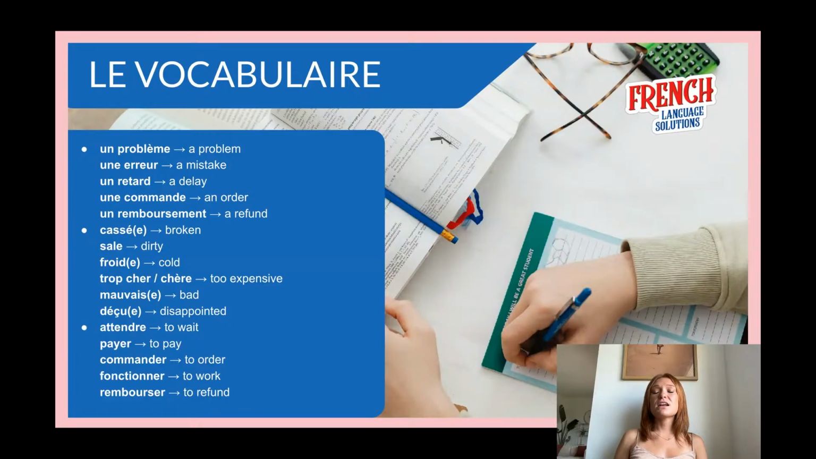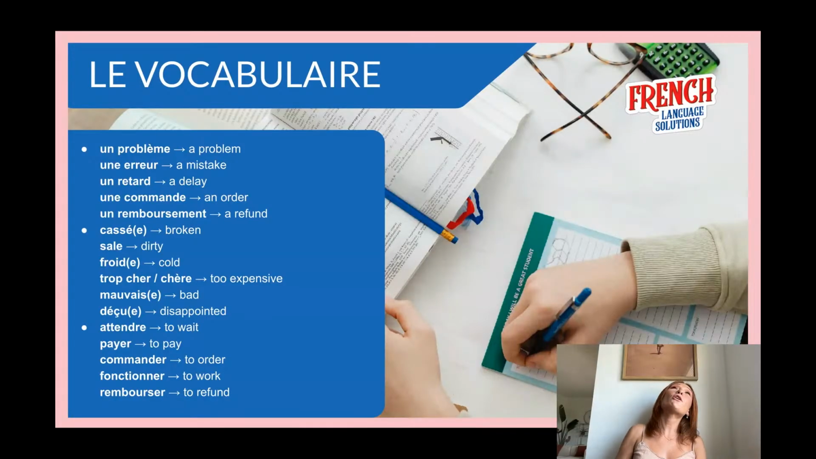Finishing with the U when it's masculine. If I'm the one disappointed, because I'm a woman, I'm going to say déçu, writing with the E. E is mute, same pronunciation for both. Déçu, déçu. Let's do it one more time. Cassé, cassé. Sale. Froid, froide. Trop cher, trop cher. Mauvais, mauvaise. Déçu, déçu.